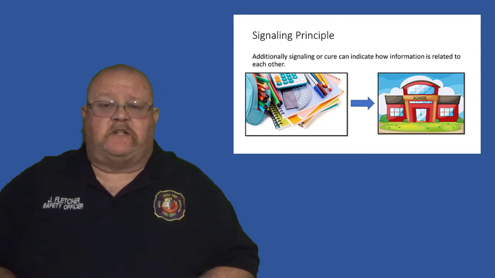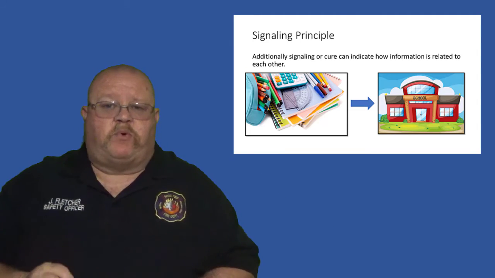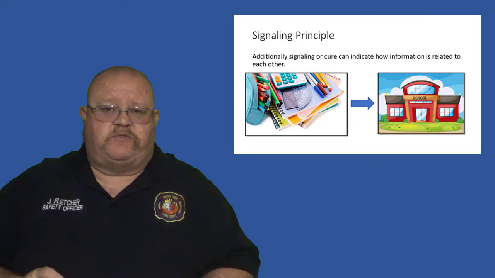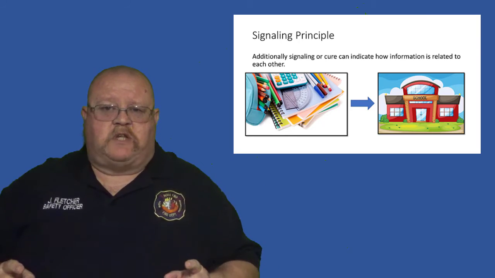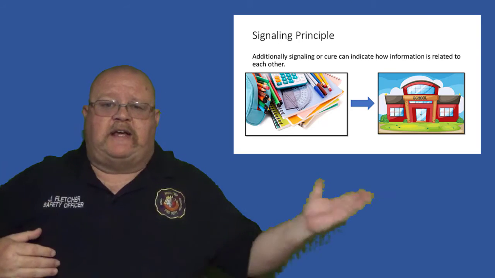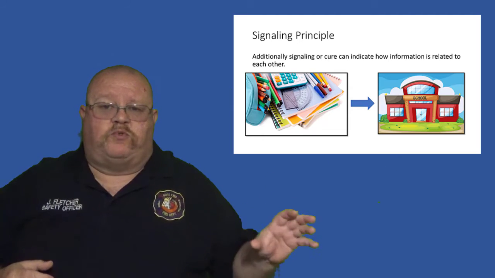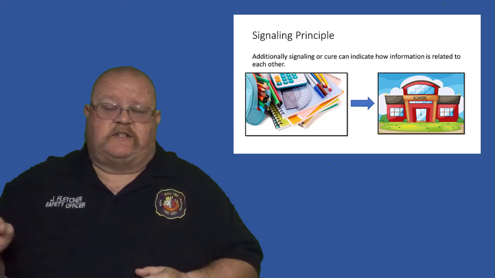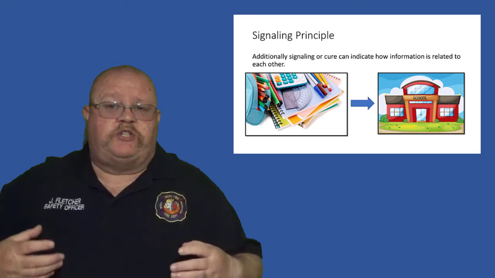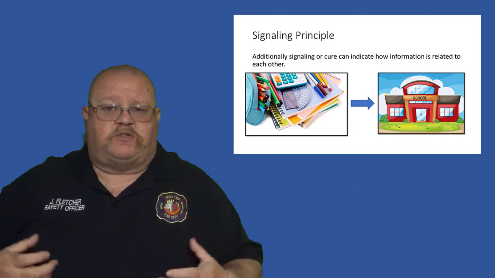Now also for the signaling principle, one important thing is that it can also be used to show relationships. In the example that I have right here, it shows that the school books and everything are related to school. So you can show relationships with signaling too.